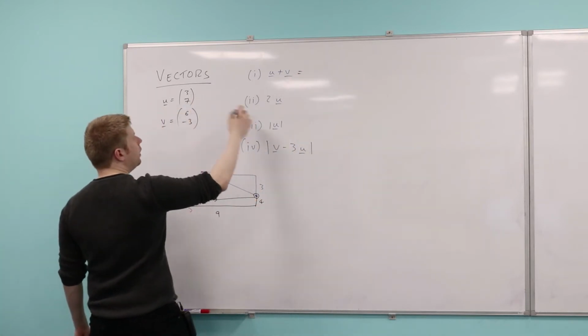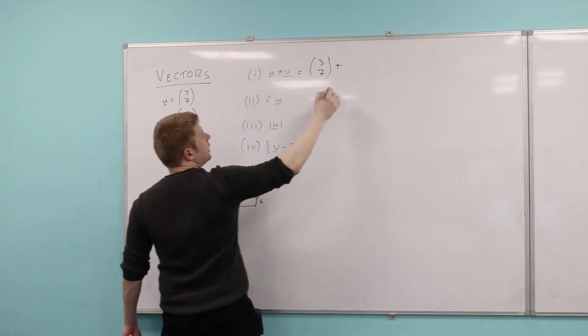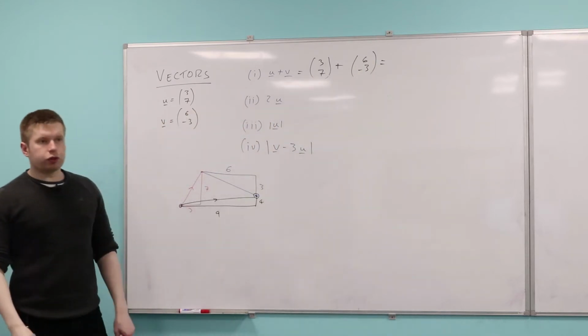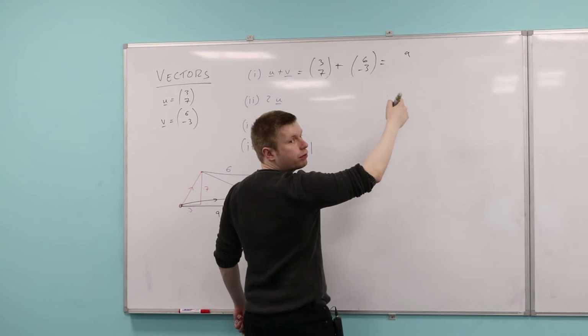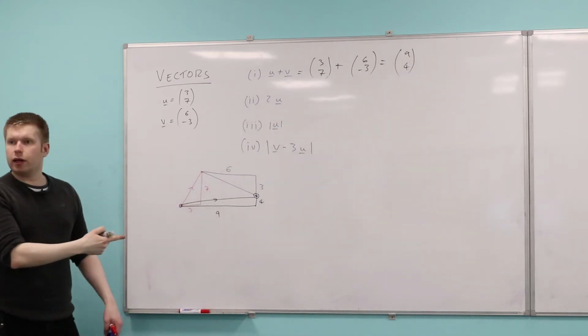Now just check it. u plus v, well, u is (3, 7). v is (6, negative 3). If I add the components together, what do I get? What's 3 plus 6? 9. And then if I add 7 to negative 3, 4. Good. Does that make sense? So it's the same kind of idea.